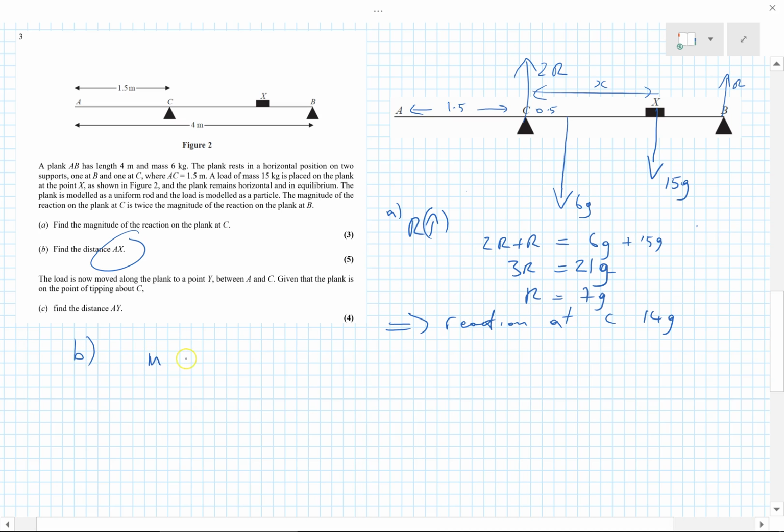If I take moments about C, it's all going to balance out. So I will have 0.5 times 6G for the moment of that force, which is clockwise, plus the moment of this force, which is X times 15G, equals the moment of this force. We did find that 7G from before, so that's equal to 7G times 2.5, because the plank is 4 and it's 1.5 away from 4, so that's 2.5.